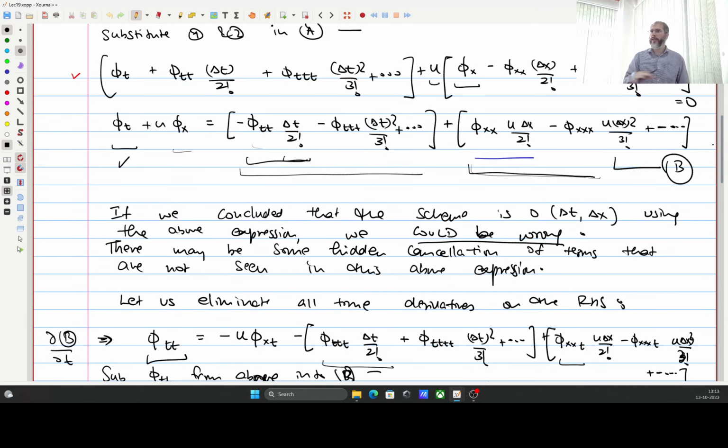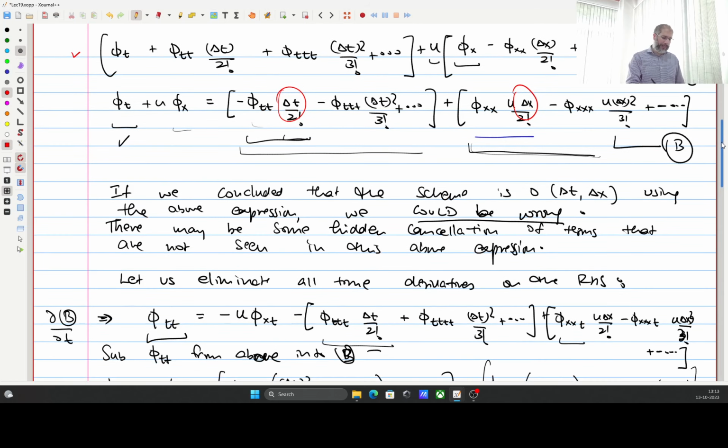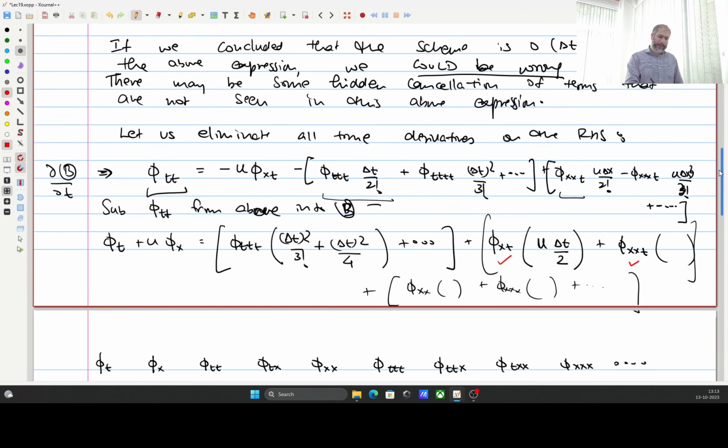Again, this is the simplistic equation, and if you were to estimate the truncation error as order delta t and delta x, the leading error terms, we could be wrong. In this case, we are not wrong. It is indeed order delta t and delta x, but we could be wrong. So for that, we have to derive the modified equation.